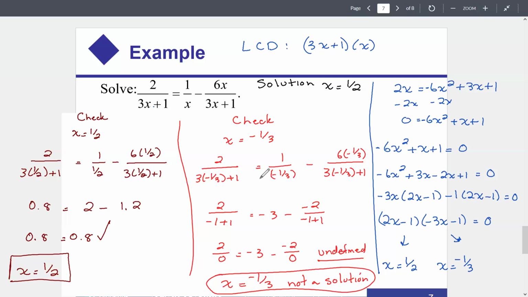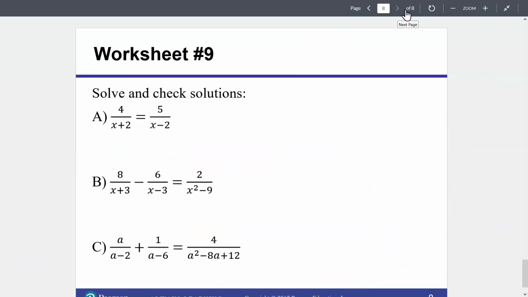So like I said, using that LCM or LCD to help us solve these equations ends up hiding your domain. So you end up getting solutions that are in the domain of this polynomial over here, but they're not in the domain of the rational function. Okay, so we'll have you try this on worksheet number 9, A, B, and C. Same thing, you need to figure out what that LCD is, multiply both sides by it, and then check your solutions.